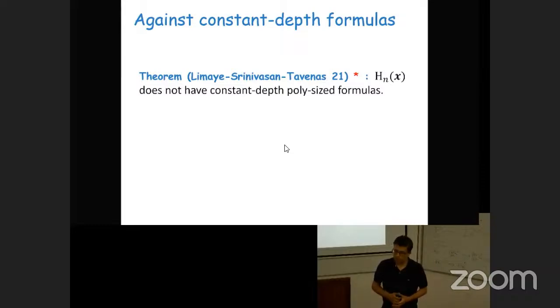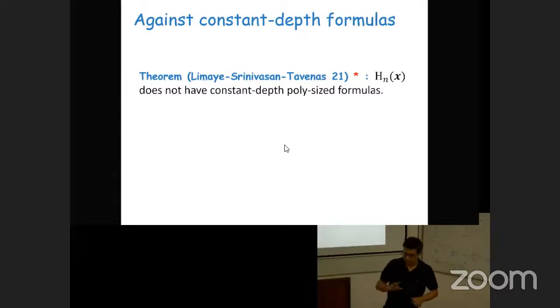Does that answer you? Oh, so yeah, I didn't make this "small" precise. Small is poly n size. So if the depth is n, that's still polynomial.